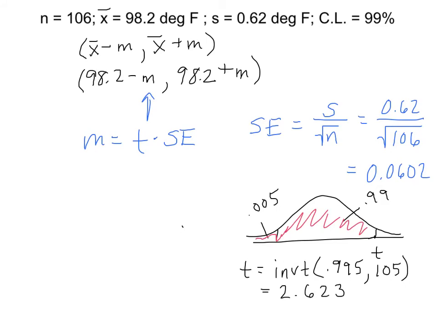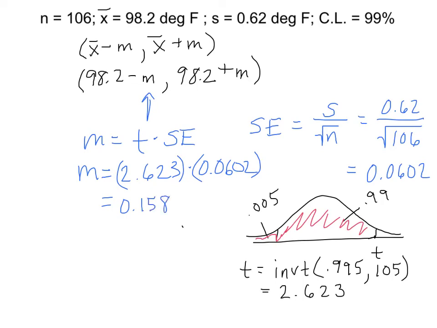So now we can plug into our margin of error formula. M is equal to 2.623 times 0.0602. And so the margin of error is 2.623 times 0.0602, which is 0.158.